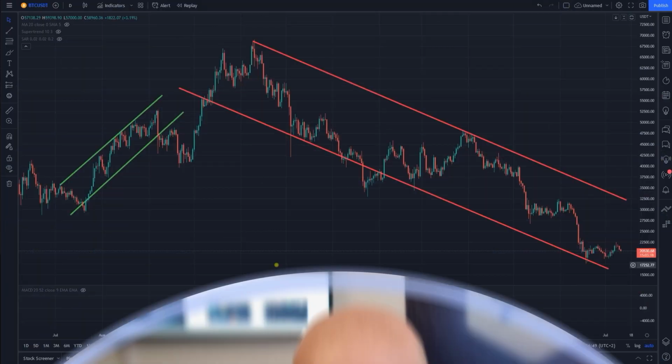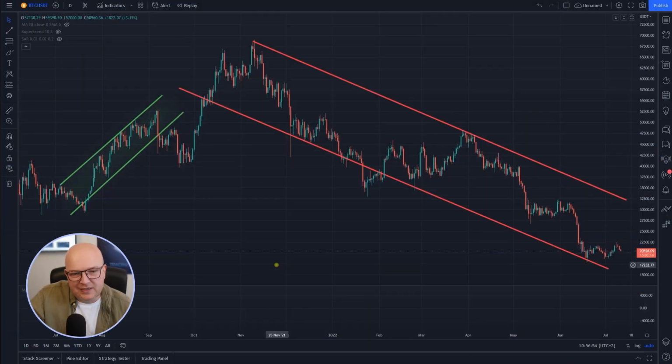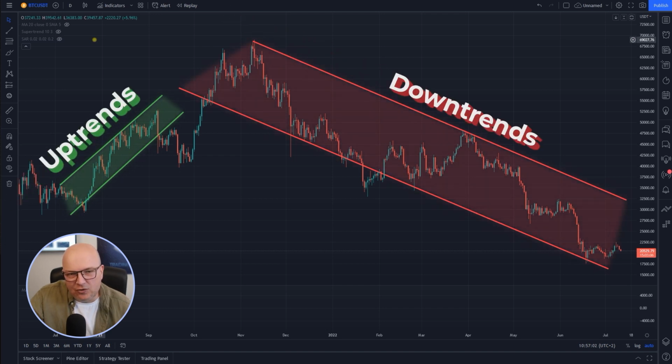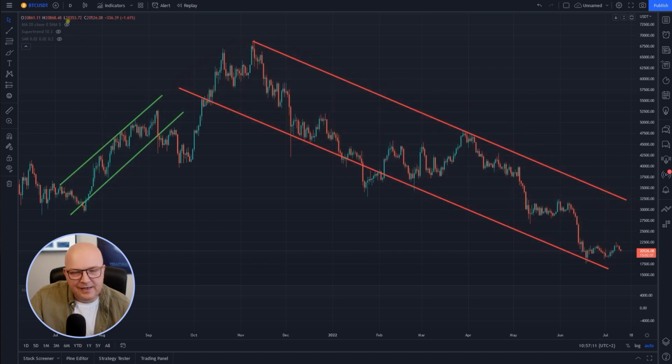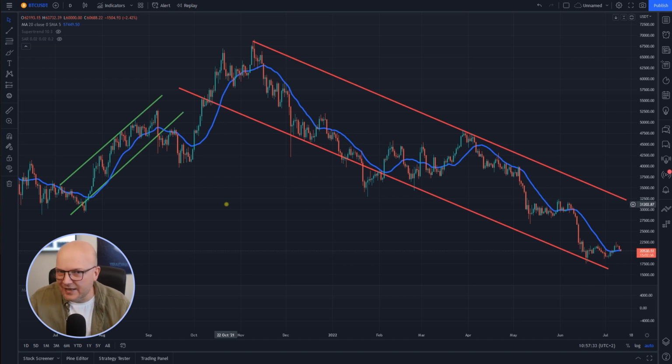For this, I've loaded up my chart again. We're going to stick for now with the Bitcoin US dollar chart, and I've identified some trends on this chart. We're going to focus now on uptrends and downtrends. And the good thing is, uptrends and downtrends are pretty much the same because you can use almost the same indicators. In trends, we also want to work with so-called trend following indicators, which give us an indication when a trend is going to continue.